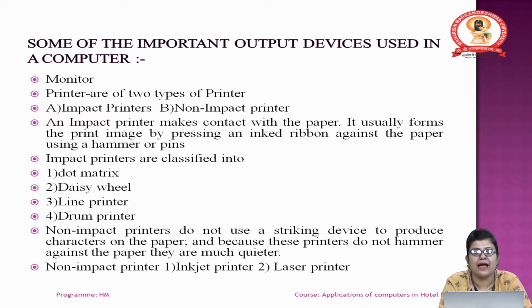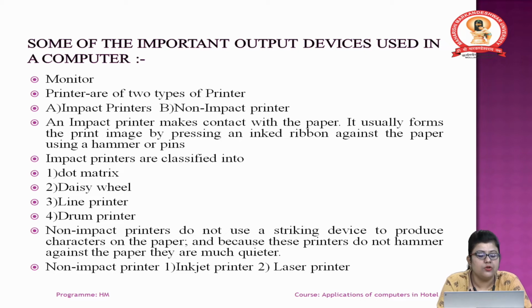Impact printers make contact with the paper. They usually form the print image by pressing an inked ribbon against paper using hammer or pins. Impact printers are classified into dot matrix printer, daisy wheel printer, line printer and drum printer. Non-impact printers do not use any striking device to produce characters on the paper. Because these printers do not hammer against paper, they are much quieter.